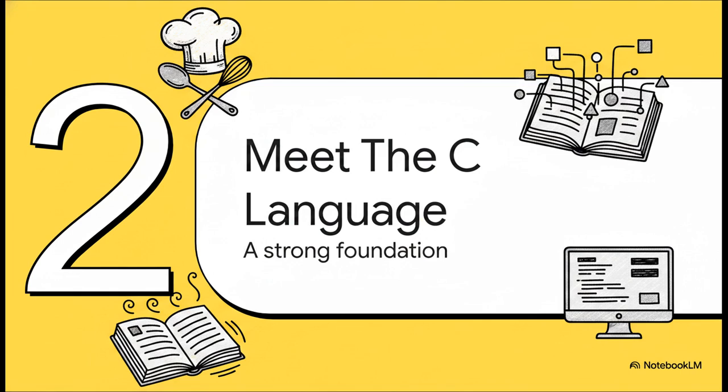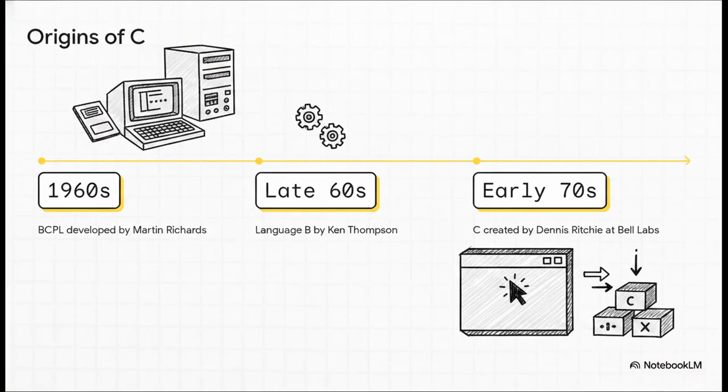Section 2. Meet the C language. Now, C didn't just appear out of nowhere. It actually evolved over time. Back in the 1960s, Martin Richards developed BCPL, which Ken Thompson then adapted into what he called Language B. Finally, in the early 70s, over at Bell Labs, the legendary Dennis Ritchie created Language C for the Unix operating system. And here's the real game changer. While its predecessors were completely typeless, C introduced a variety of data types, like characters and integers, which made it a massively versatile tool.